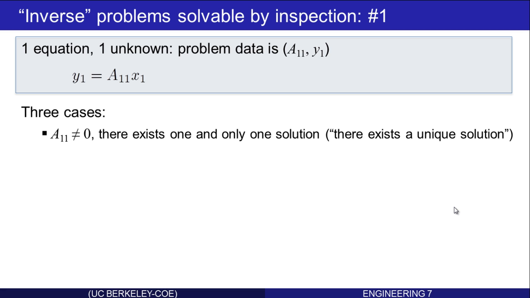If a11 is not 0, then there's one and only one solution. We'll say that there exists a unique solution, and the solution is just as you'd expect. Divide both sides by a11.